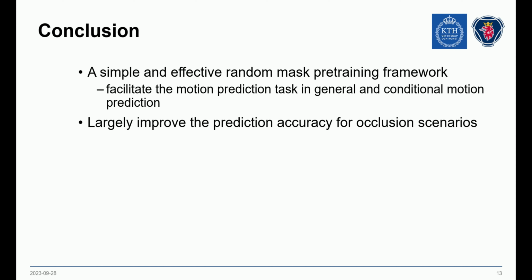As a conclusion, in this paper, we propose a simple and effective random mask pretrain framework, which facilitates the motion prediction task in general and conditional motion prediction. Furthermore, this framework largely improves the prediction accuracy for occlusion scenarios. Self-supervised learning and masked autoencoders can be further explored with state-of-the-art techniques in the field of motion prediction for autonomous driving.